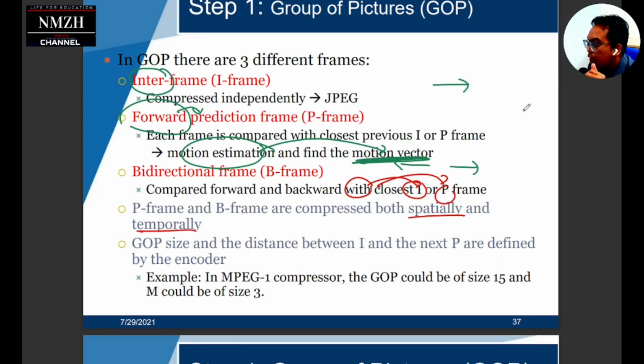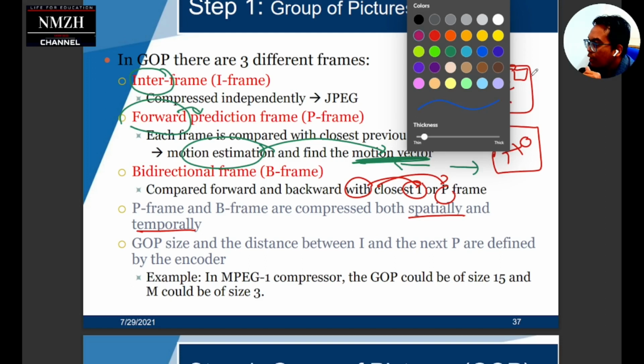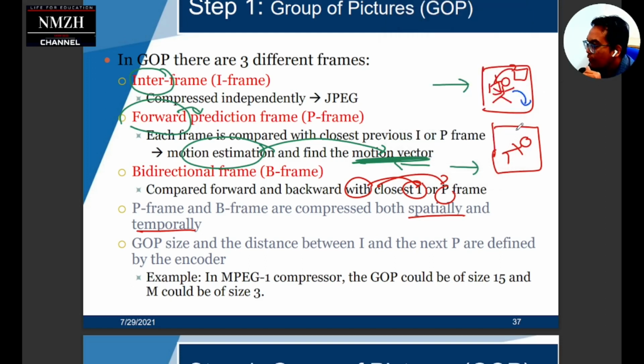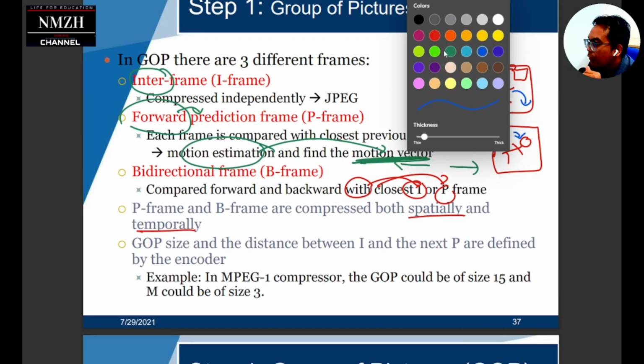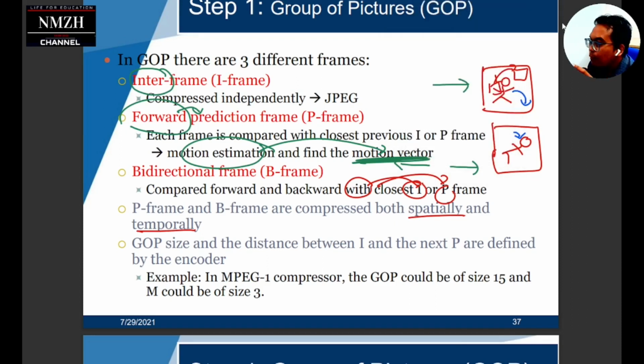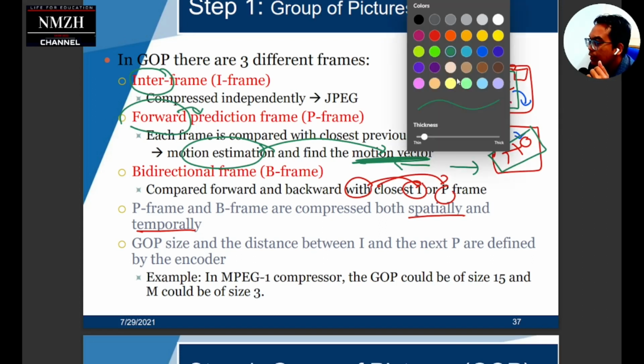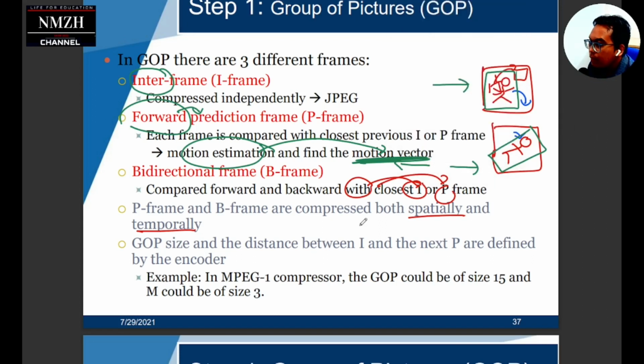So what is spatially? Spatially means the things that we have in the frame, so this area and that area are different. That would be spatial. But when we talk about temporal, it means, for example, the subject is falling down. So he is basically falling. And what we do here is look at the temporal difference between this frame, where he is standing, and the situation before falling. That would be the temporal. So P and B are compressed both ways, guys.